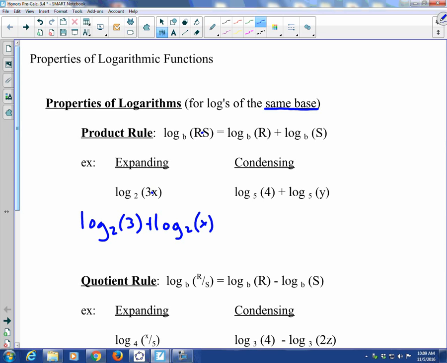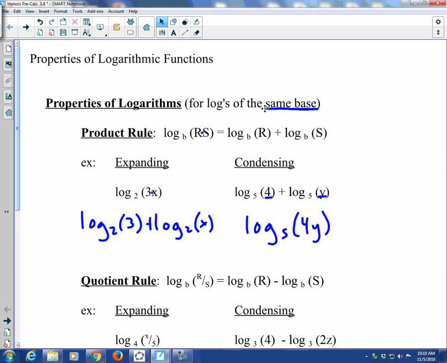So if we're adding two logs of the same base, what we can say is that we can bring those two logarithms together, condense them into one log, where we're going to be multiplying the two things in the individual log. So right here, if we've got log base 5 of 4 plus log base 5 of y, we can condense this into one log base 5 of 4 times y, or 4y.